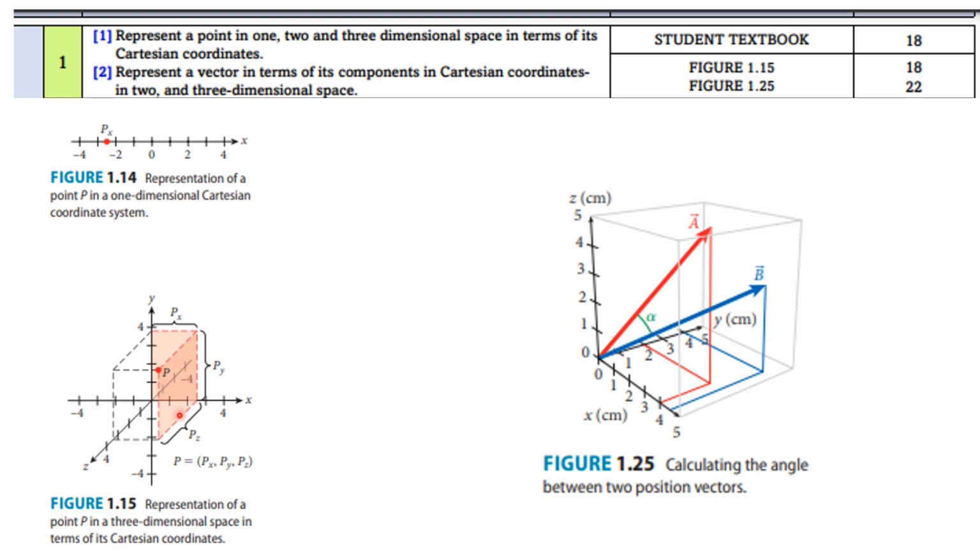Coming to here, we have 3 dimensions. If you notice, we have the x-axis, the y-axis, and the z-axis. 3 dimensions. So of course, any point on this graph or in this figure should have 3 Cartesian coordinates: px, py, and pz.